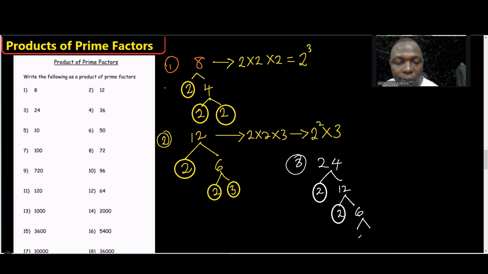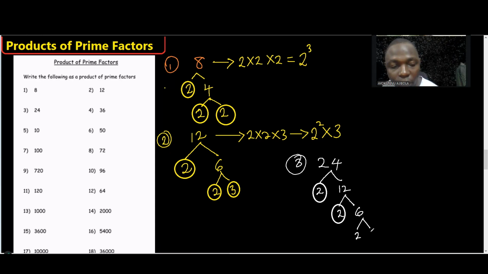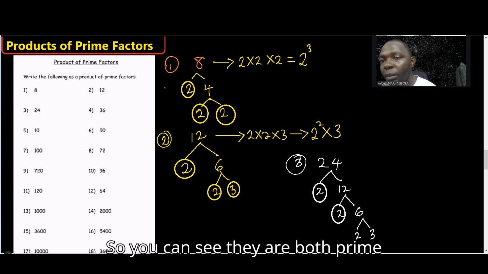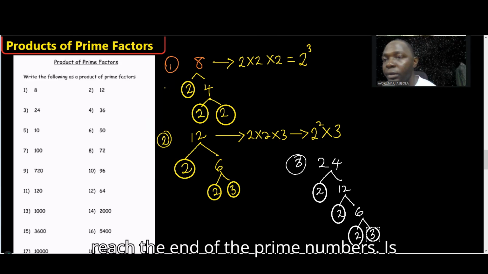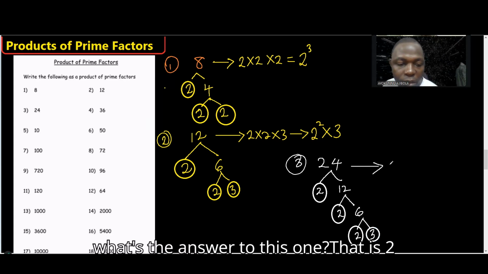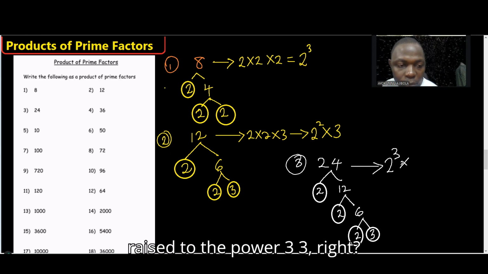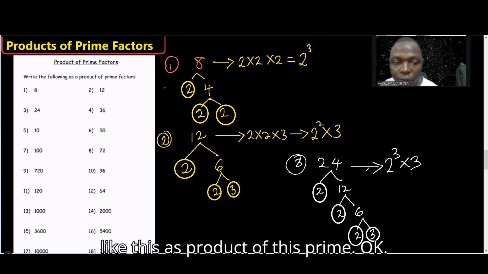So what do you think? 2 times 2 times what will give me 6? 3. So you can see they are both prime numbers now. We will not stop until we reach the end of the prime numbers. Is that clear? So what's the answer to this one? That is 2 raised to power 3 times 3, right? Yes. So you must write out your answer like this as product of its prime.